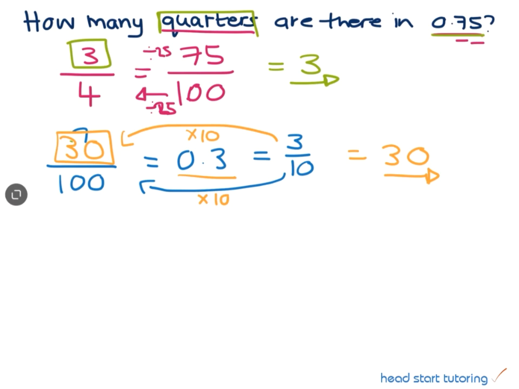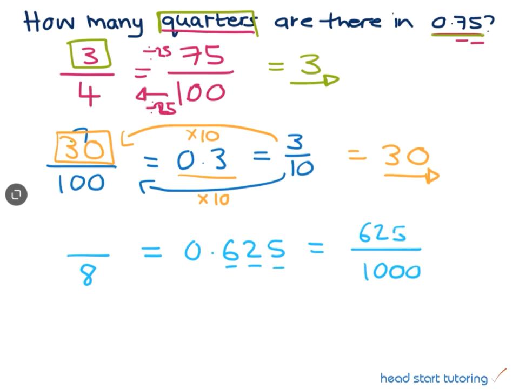Right, if I were to ask you how many eighths, which is something that is out of 8, how many eighths are there in 0.625? We first need to get our 0.625 into a fraction. We've got 1, 2, 3 decimal places, so that is over 1,000. And then we've got 625 over 1,000.